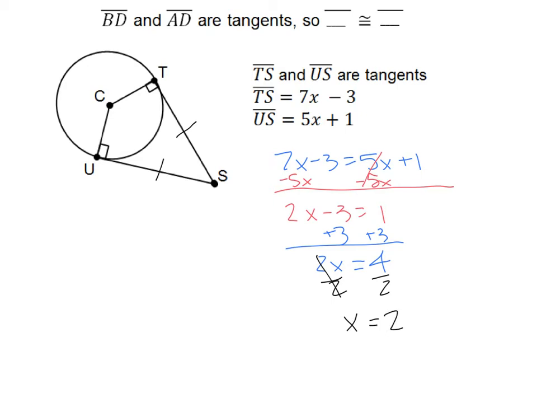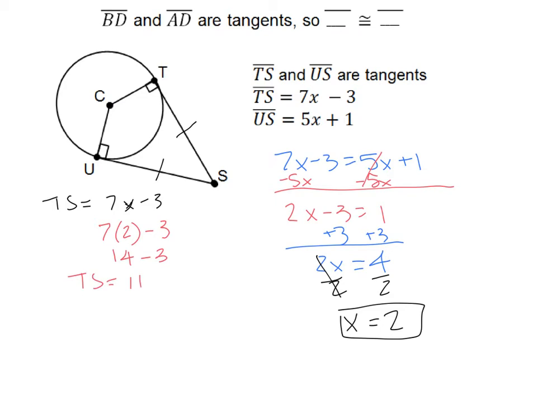Not done, because we're actually going to try and figure out what is the value of TS and US. So all we have to do is take this value and plug it in. So let's look for TS first. And TS is 7x minus 3. So I'm going to substitute in the 2 for x. So 7 times 2 is 14 minus 3 means that TS is equal to 11. And because they are congruent to each other, US would also equal 11. Yay!